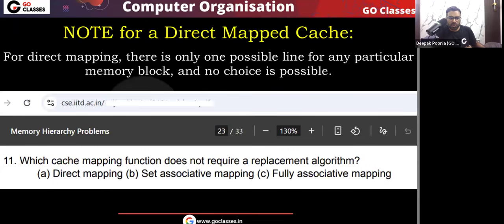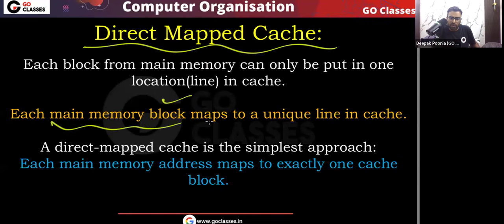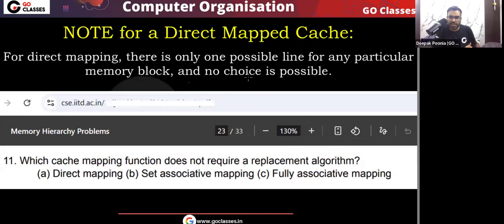First of all, let me tell you a note about the direct mapped cache. We already know that in a direct mapped cache, for any particular memory block, there is only one possible line, or I can say that every main memory block will map to a unique line. Yes or no? So there is no choice available. And that is the reason, remember, in this direct mapped cache, we don't need any replacement policy.